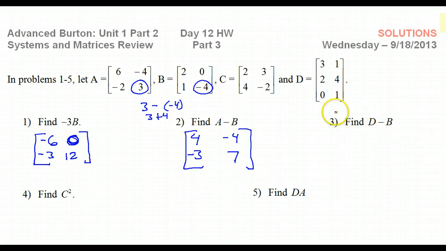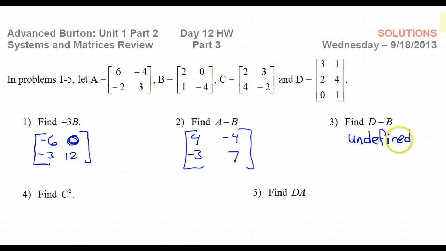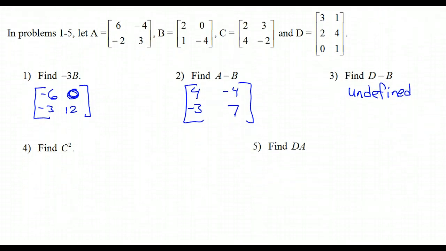Number 3, I'm supposed to do D minus B. Is that bothering anybody besides me? Why is that bothering you? Yeah, you cannot add or subtract matrices that do not have the same dimensions. This is a 2 by 2, this is a 3 by 2. You cannot add or subtract these. So this is undefined. Or I guess you could say not possible.